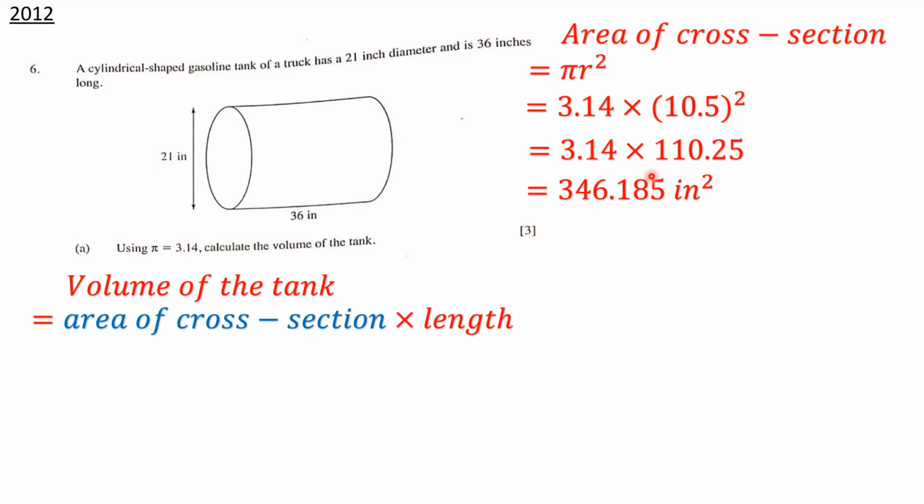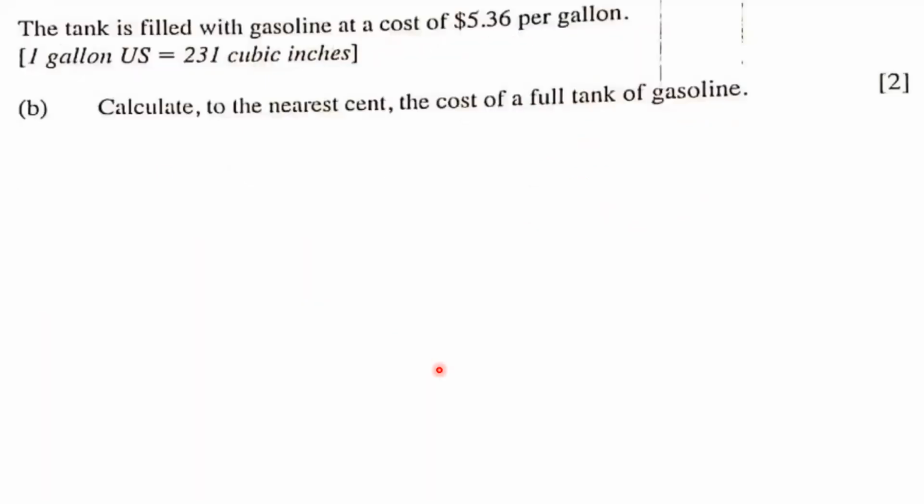Now, in order to find the volume, what we need to do is multiply the area of the cross section, what we just figured out, by the length. And so that's going to be 346.185 times 36. When we multiply it, we get 12,462.66 inches cubed. And so that's how we get the volume of the tank, multiplying the area of the cross section by the length. Okay, let's move on to the next question.